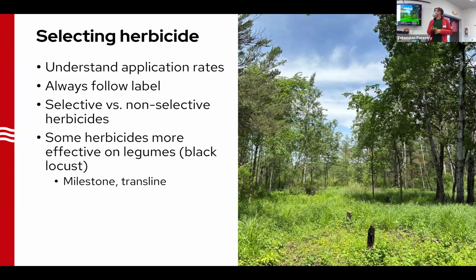Reviewing for selecting herbicides, we want to understand those application rates. There are lots of different resources to help you understand what the correct concentration of herbicide to mix and apply is going to be. The label is going to help you do that. There are other resources. One of our attendees here has a handout that is really helpful for understanding those herbicide concentrations. And just to review, we want to understand selective versus non-selective herbicides and understand that some herbicides are going to be more effective against different plants.